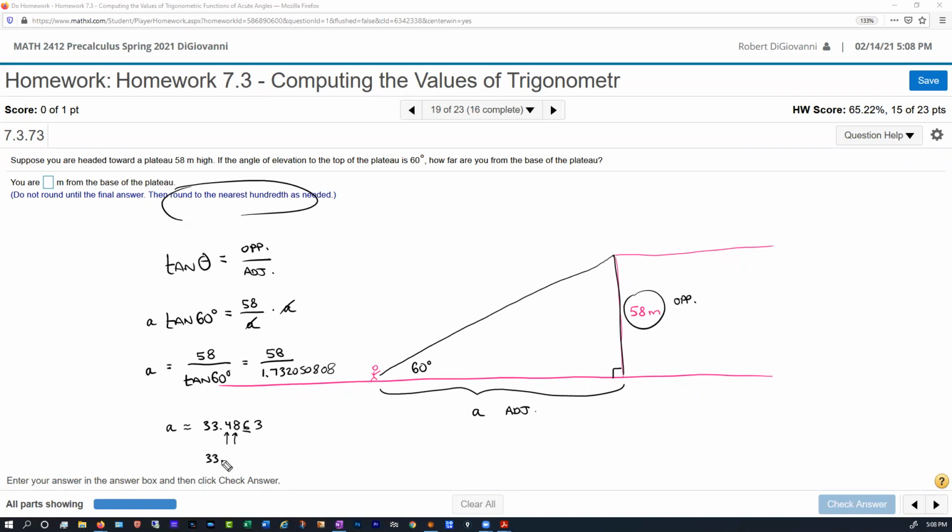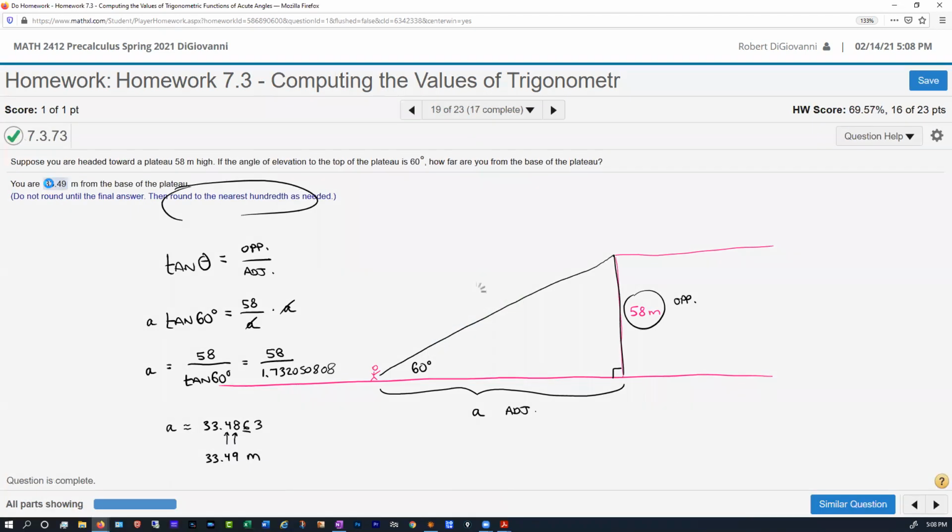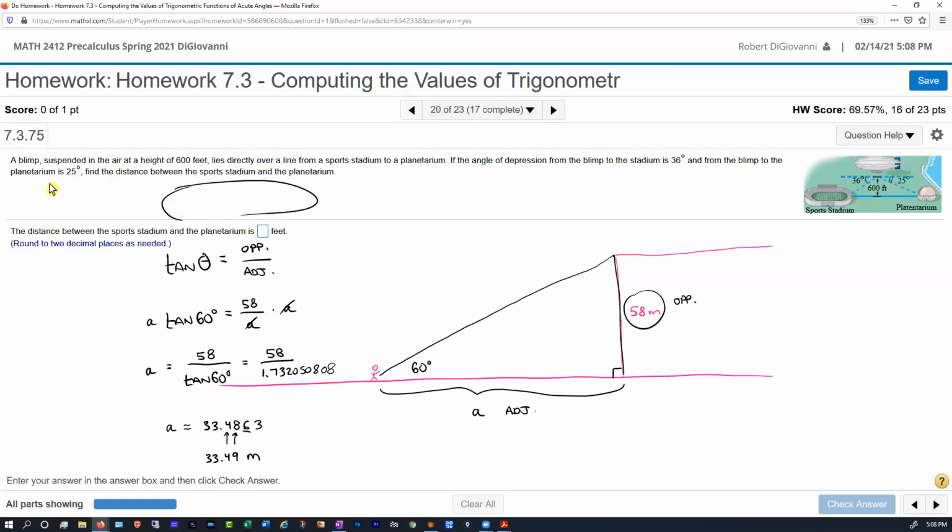So we're going to get 33.49 meters. 33.49. We're making headway here.